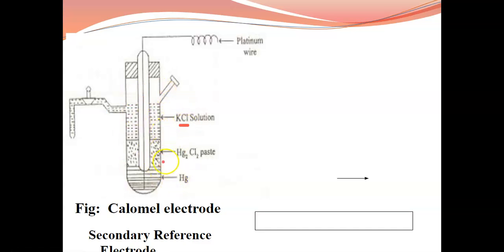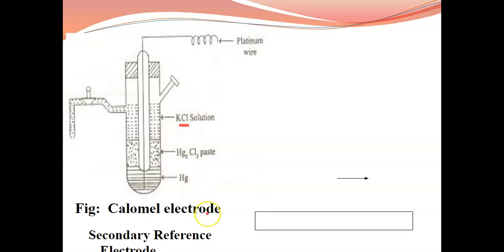Now the potential of the secondary reference electrode depends upon the concentration of the KCl solution which is used inside it. So it is a reference electrode, so its potential value will be constant irrespective of the electrolyte in which we are going to dip it. So the potential of this Calomel electrode will depend upon the concentration of the potassium chloride solution used inside it. Those values we will see in the next slide.